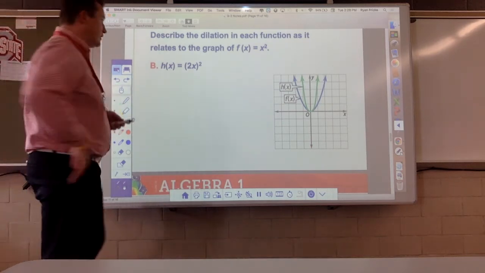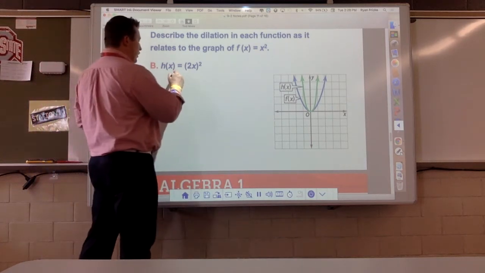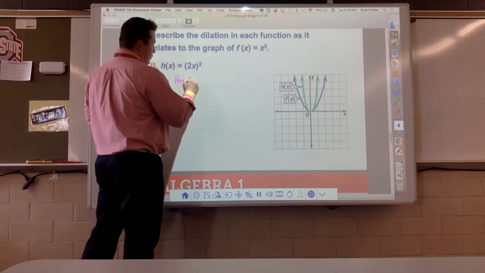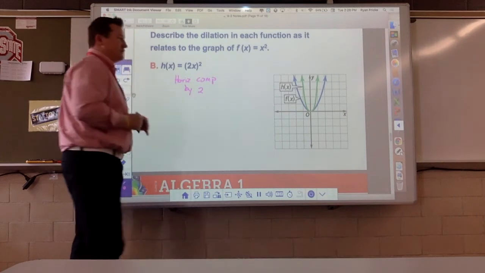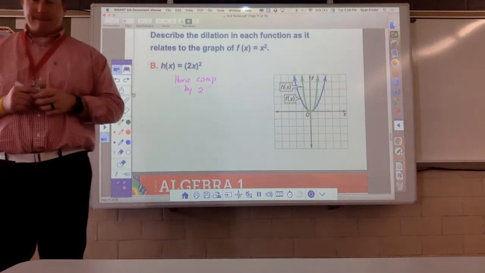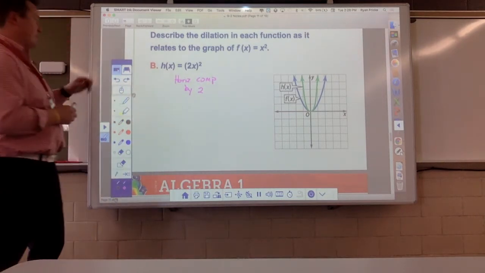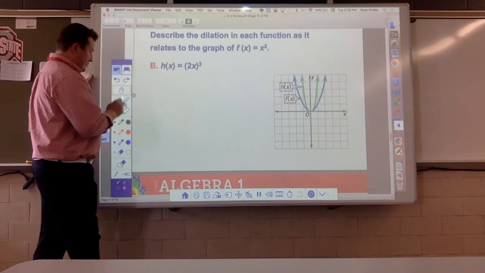Horizontal compression. If you said horizontal compression, you are correct. Horizontal compression, once again, by that factor of 2. Fantastic. This is so much fun.